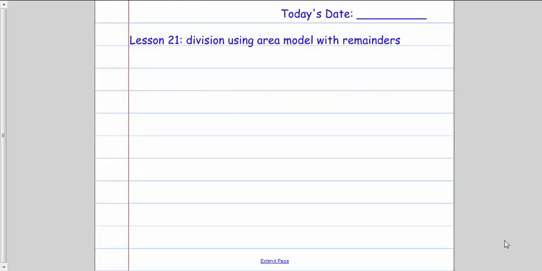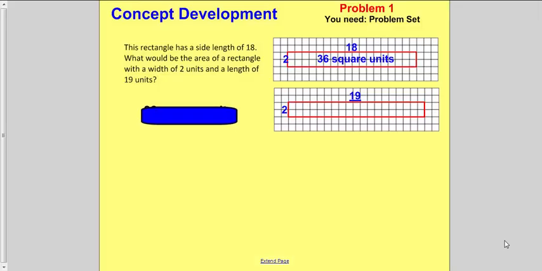Okay, so in your math journal, I want you to go ahead and get it ready today. Write today's date, and be sure that you label it division using area model with remainders. Now, the first thing I want you to do, I don't want you to draw this in your math journal. I just want you to look at it with me for a second.